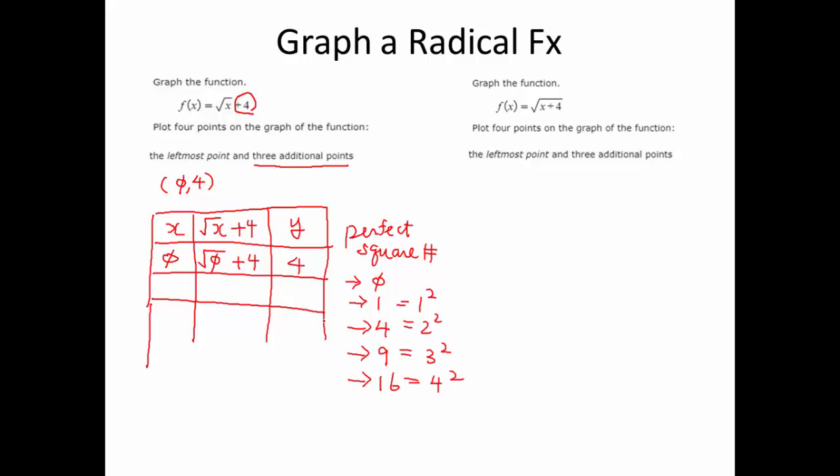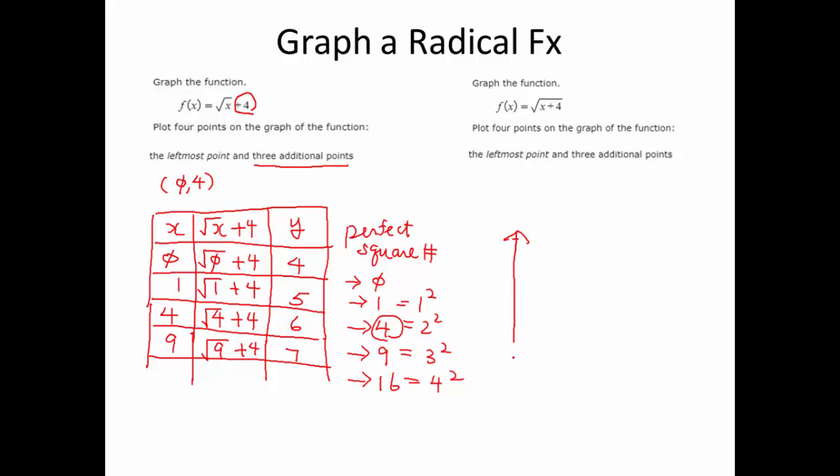So we're going to put the x as 1 right here. So square root of 1 plus 4, square root of 1 is 1, plus 4, you get 5. And then we're going to put 4 as x. Square root of 4 plus 4, which will give you 6, because square root of 4 is 2. And then we're going to have 9 right here. So we put 9 here, plus 4. Square root of 9 is 3. Plus 4, you get 7. We just need 3 additional points, so we are done. We can graph it now.